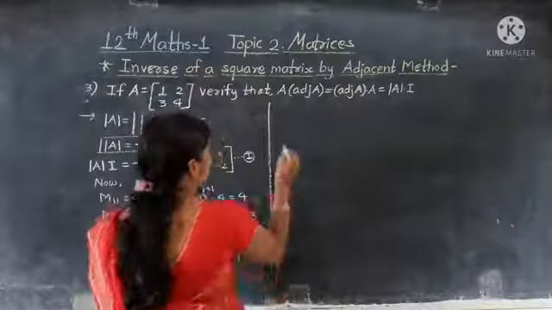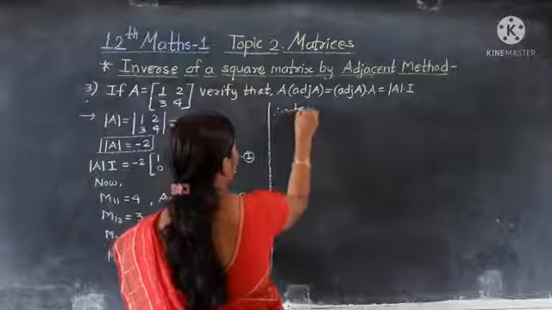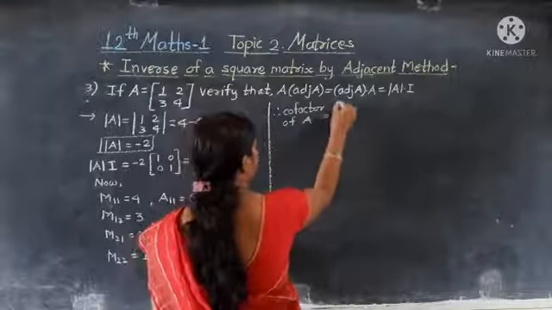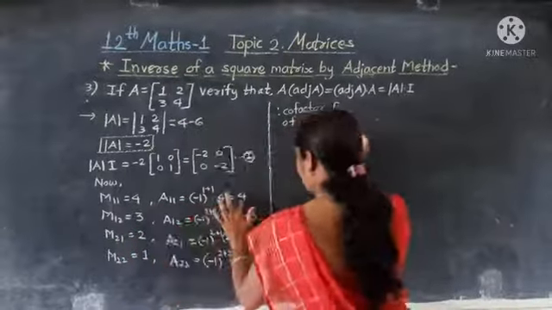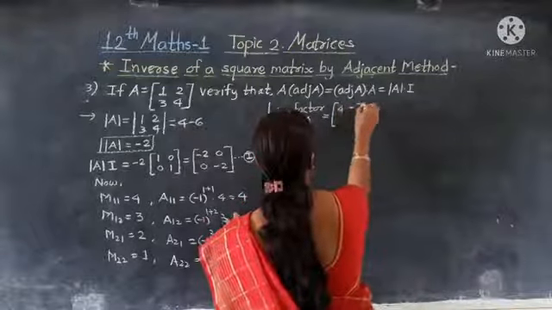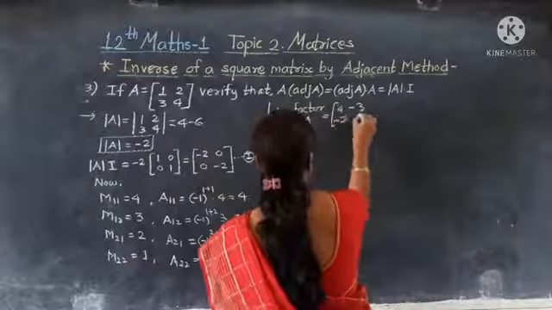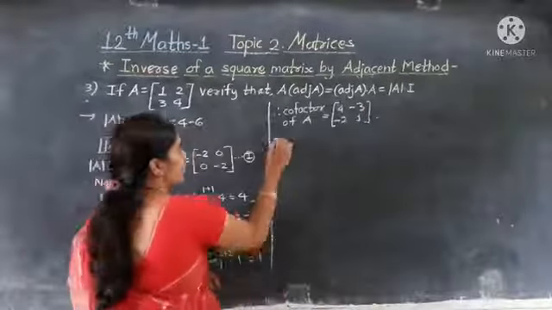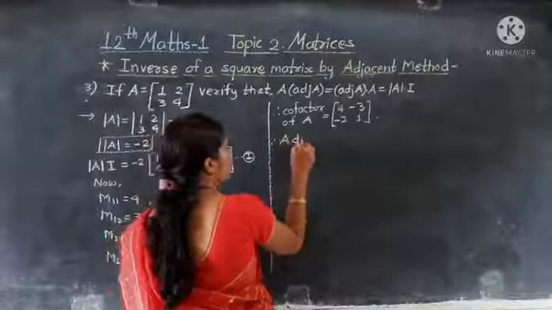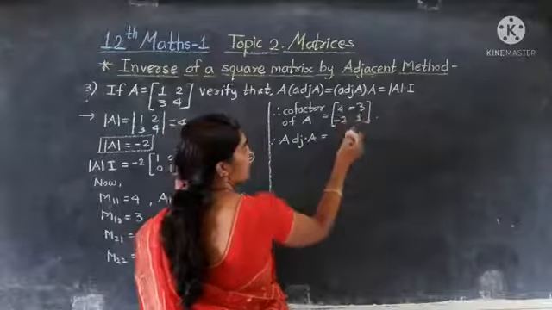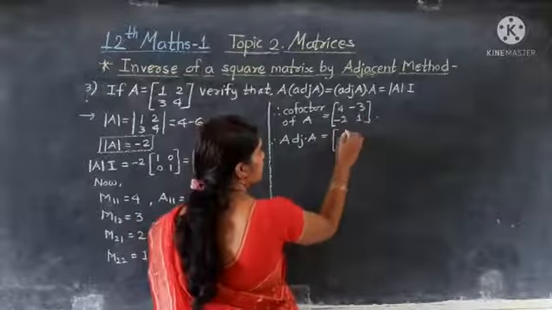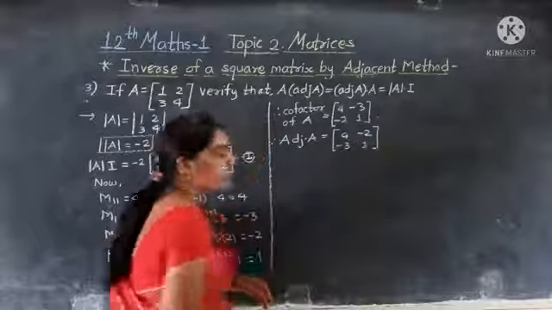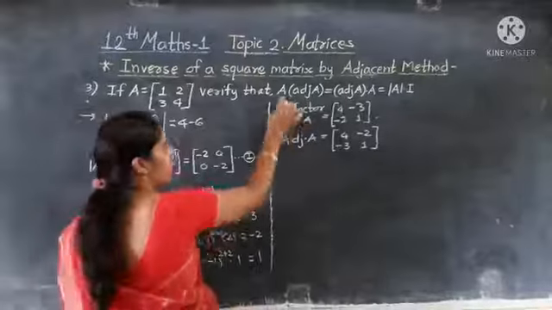Therefore, the cofactor matrix of A is given by 4, -3, -2 and 1. From this cofactor matrix you find the adjoint of A. Therefore, the adjoint of A is equal to the transpose of this matrix. So what is the transpose? 4, -2, -3, 1. Okay. Now you find A into adjoint of A.